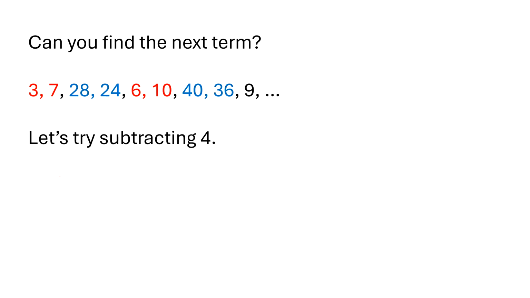Let's look at the blue numbers, the ones that we didn't consider. Let's try subtracting 4. 28 minus 4 is 24. 40 minus 4 is 36. But how did we get the 9 here? And even if I can fill in one more term, then what would I do?